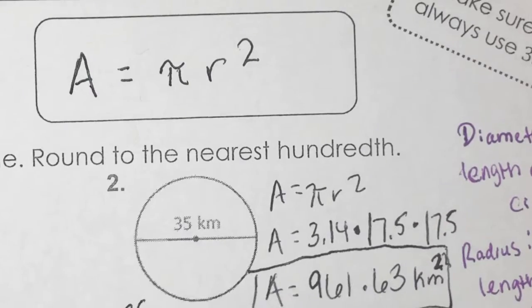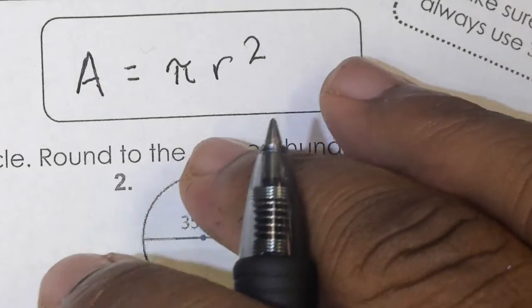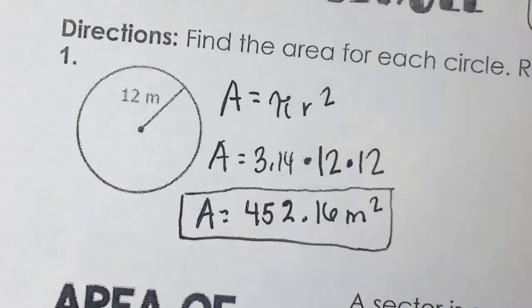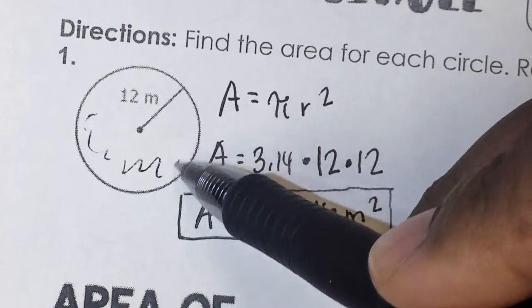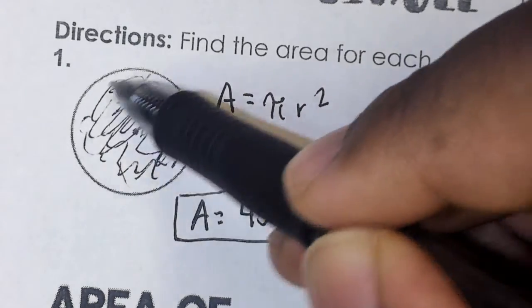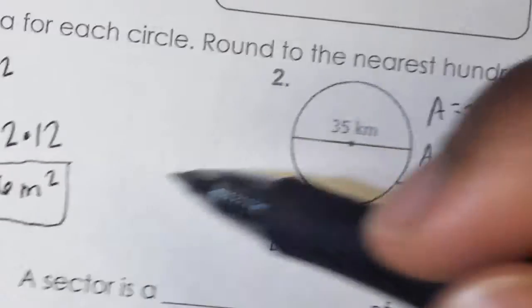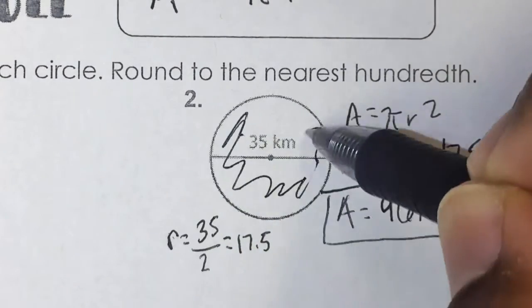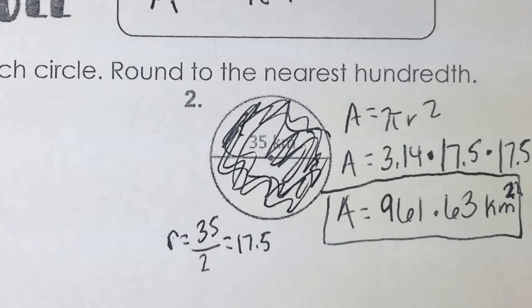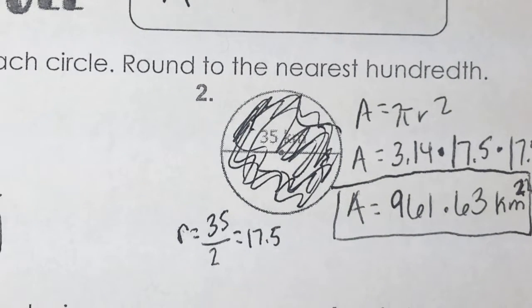Sweet. So that's simple area. Let me help you understand what you were finding, because they didn't show it on here. You're finding the space inside the circle, all the space in here. This is what you were finding when you did area of the circle. Same thing on this one. I found the full amount of space inside this circle. That's what I was finding.